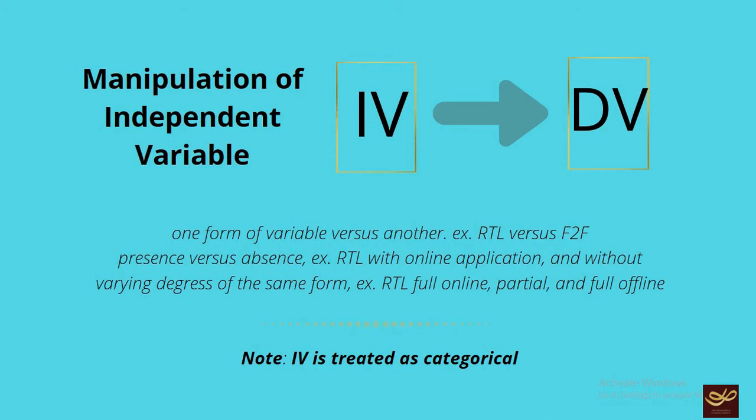We note as well that our independent variable is treated as categorical variables, meaning they are considered as groups, essentially because, as we mentioned, in an experimental research design, we are comparing groups.